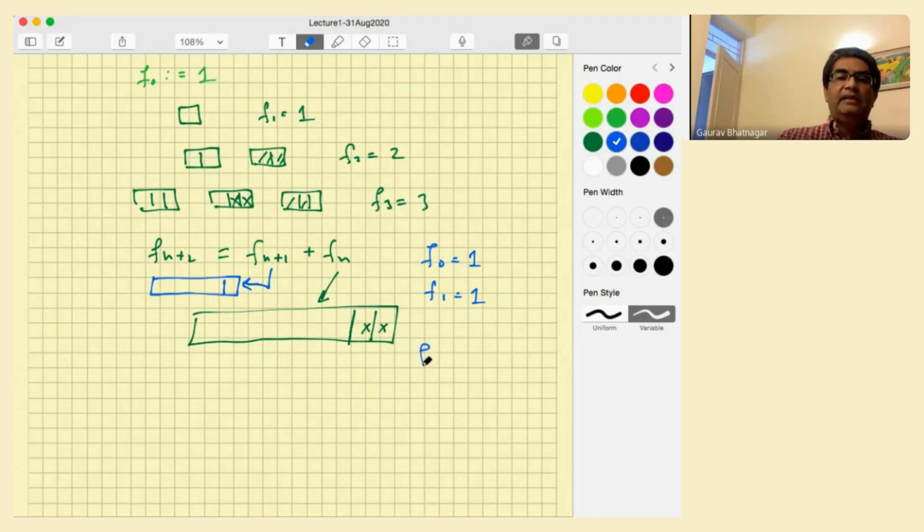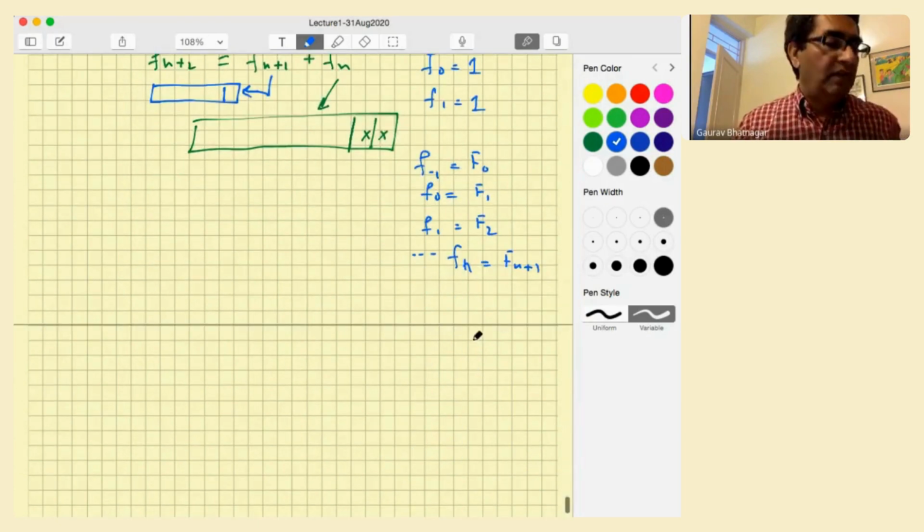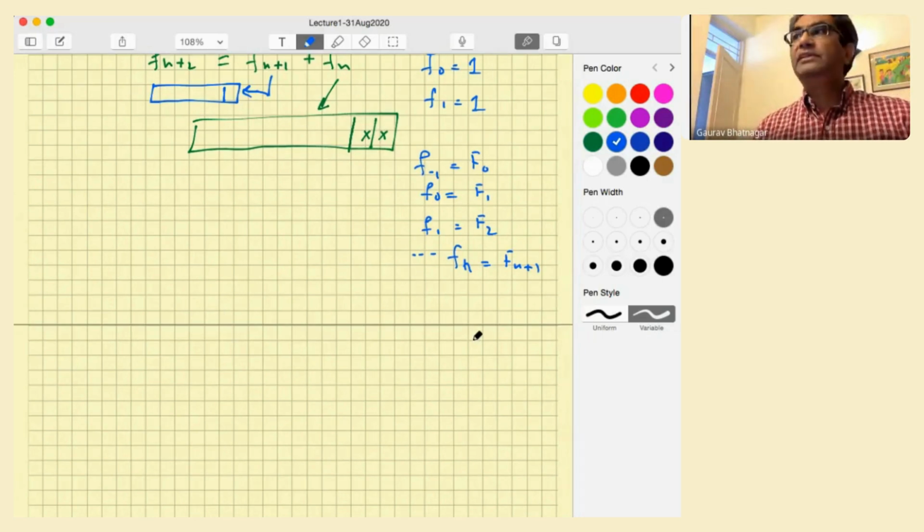So these are shifted Fibonacci numbers. Let's say f of minus 1 we define as f0. F0 is f1, f1 is f2, and so on. So small fn is capital F of n plus 1. Okay, so let me prove one result.